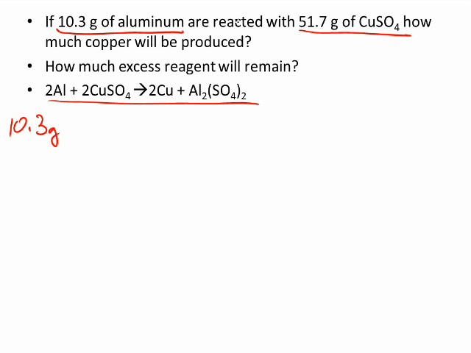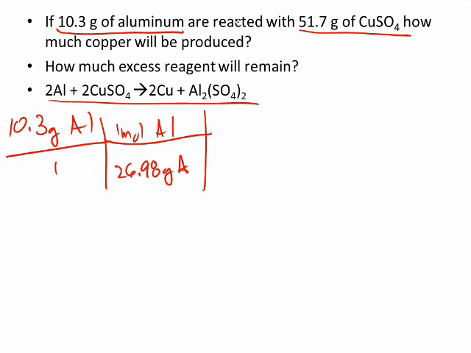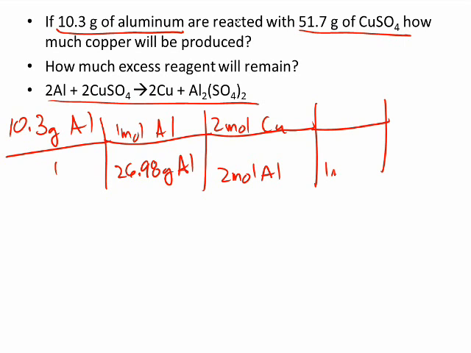So I have 10.3 grams of aluminum. Now we're going to go to moles of aluminum. 1 mole of aluminum, if we look on the periodic table, has 26.98 grams of aluminum. And then we go to the mole ratio. With the equation, we have 2 moles of aluminum per, we want to know copper, 2 moles of copper. And then in 1 mole, we're going to look at the periodic table. 1 mole of copper is 63.55 grams of copper, and we'll multiply that out. Equals 24.3 grams of copper produced from that 10.3 grams of aluminum.